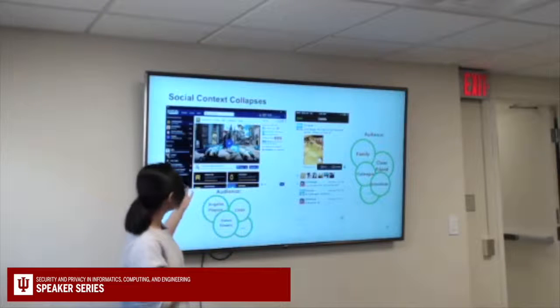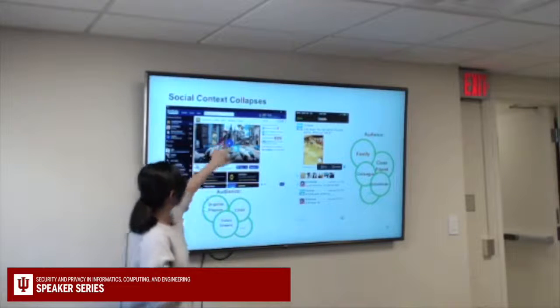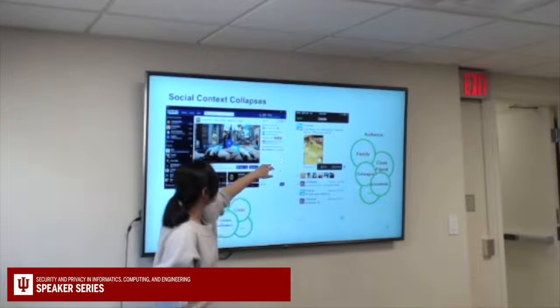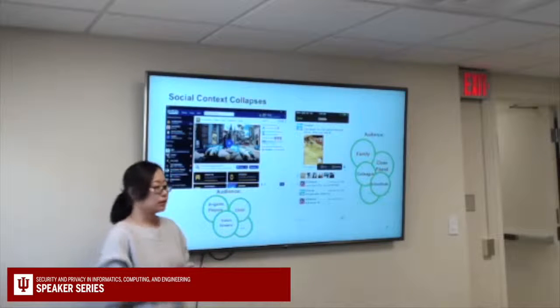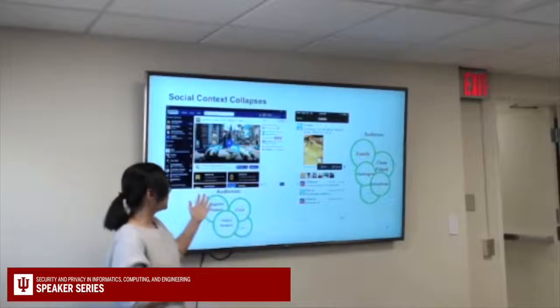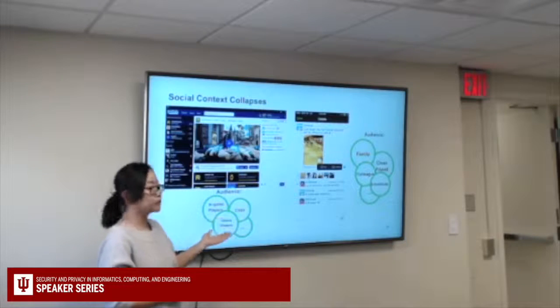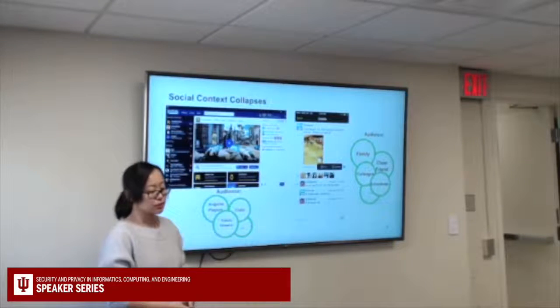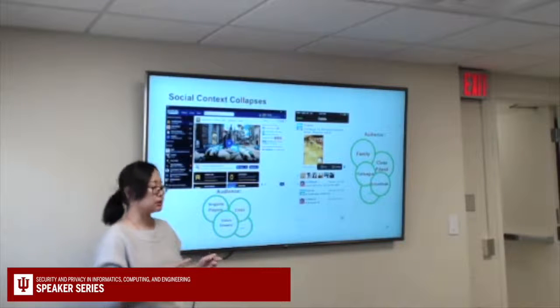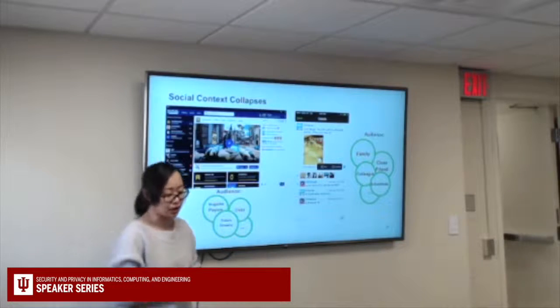For example, this is the Twitch interface. The gameplay is broadcast here, and this is the chat room for viewers to communicate with each other. Usually when we play games, our gameplay, in-game actions and communications are viewed by ourselves or by other players in the game, like our team members. But when we stream on Twitch, it is also viewable by Twitch viewers that may include strangers and children.